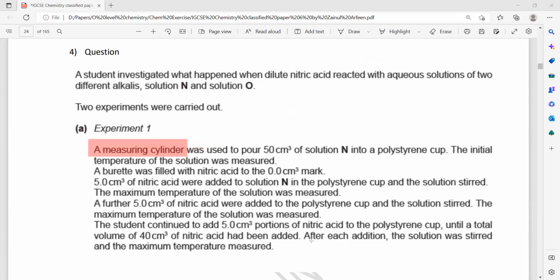Use of a measuring cylinder. Use of a lid also, that's right. Using a lid is also correct, because we should use a lid to prevent heat loss. We are using a polystyrene cup, but we did not mention a lid there. So for 50 cm cube, use a burette. If it was 25 cm cube, then pipette. So what might be an error? Use of a measuring cylinder is an error. Use a pipette or a burette. And another thing you can mention: use of a polystyrene cup without a lid. So use a lid on the polystyrene cup, or use lagging or insulation around it.